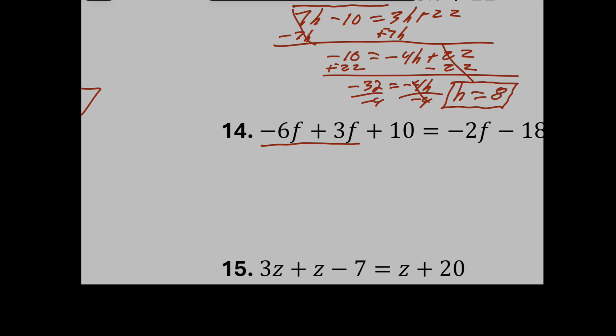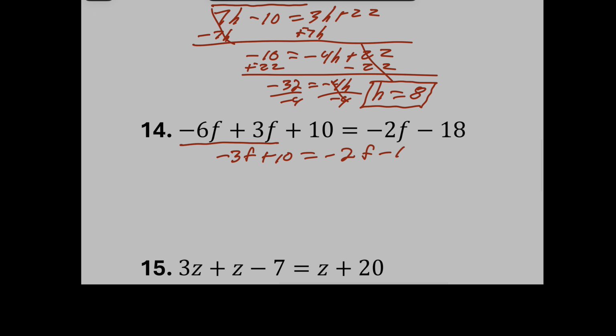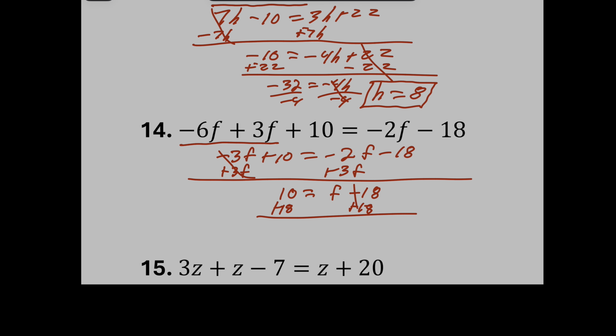Right here, I see that I have my f's together. Well, negative 6 plus 3 is a negative 3f plus 10 equals negative 2f. Let me bring this over. Minus 18. Now, let me do what I got to do to keep them positive, and it's going to be add 3f to both sides. They're going to go away. I'm going to be left with 10 equals, and that's going to be a positive 1f, or just f, minus 18. And now when I add 18 to both sides, boom, I just get 28 equals f. Boom, boom, boom, boom, boom.